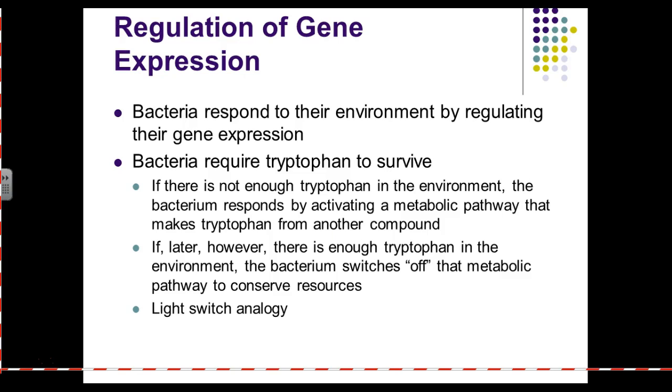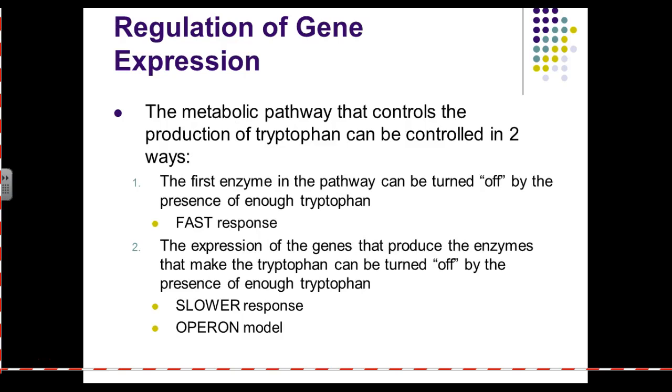So we're going to explain this operon as basically being a type of light switch analogy that explains how the bacterial cell has the ability to turn on transcription and translation and make tryptophan from other compounds when there's none in the environment, and when it can turn off its own production of tryptophan as long as there is plenty in the environment. So we've been throwing around this word operon, and let's talk about exactly what an operon is.